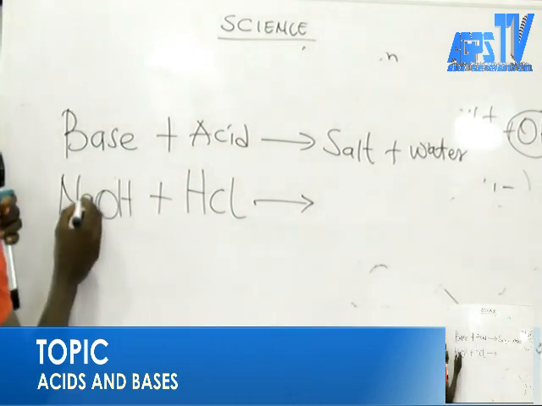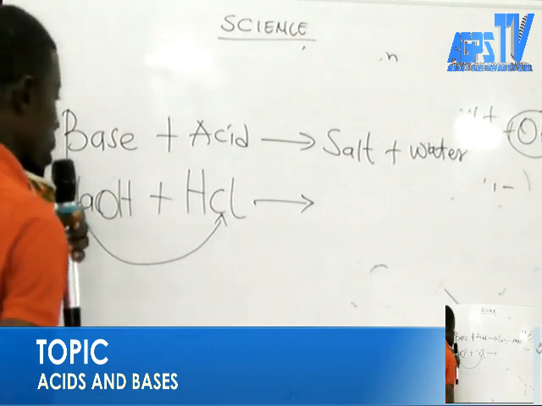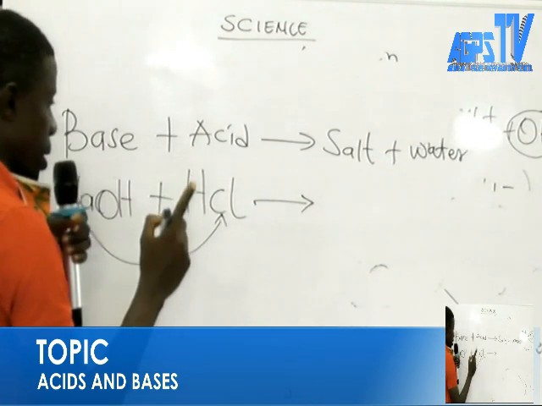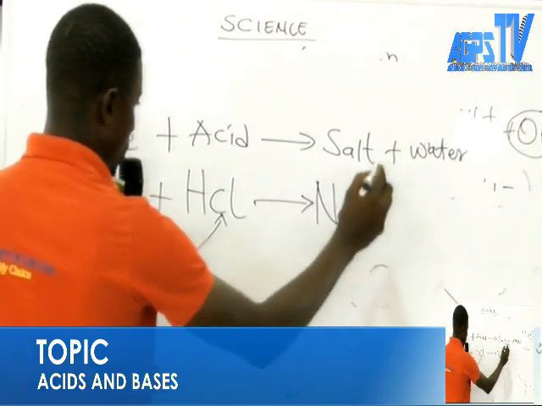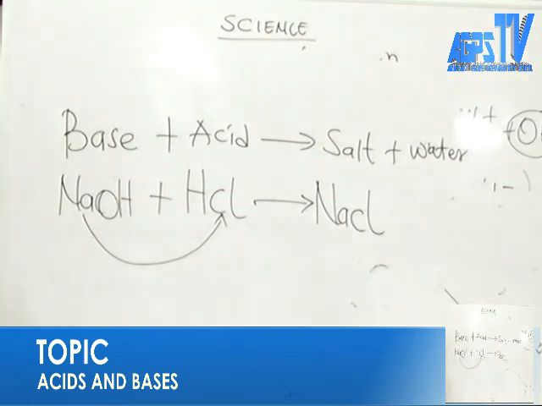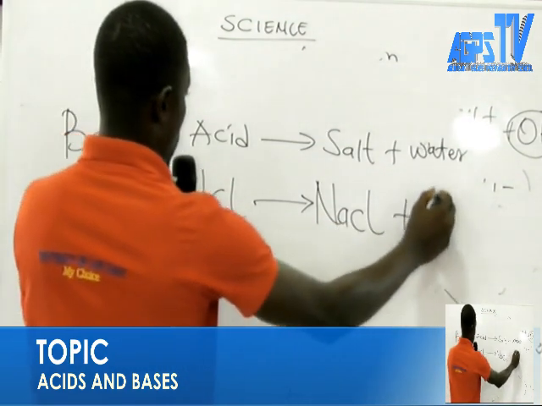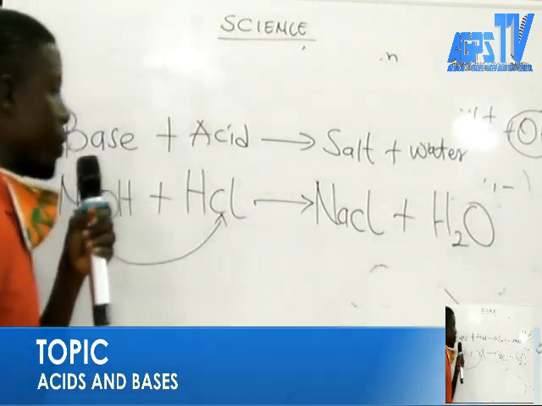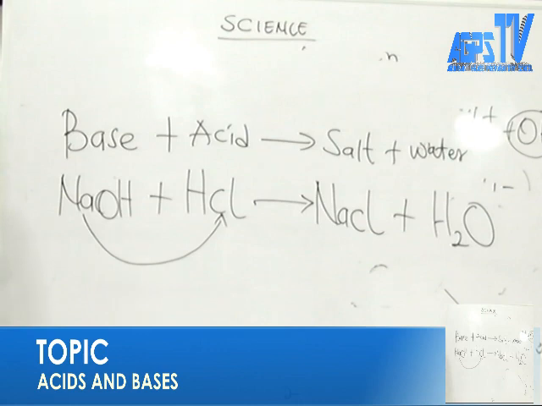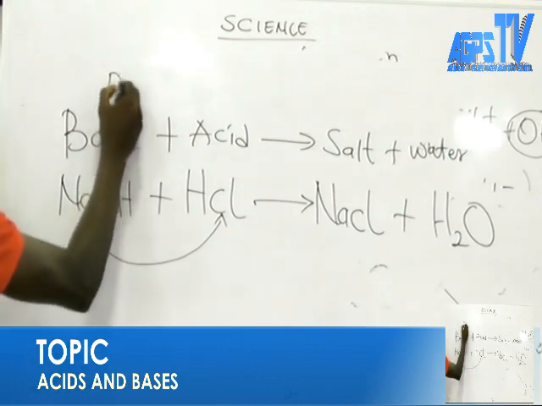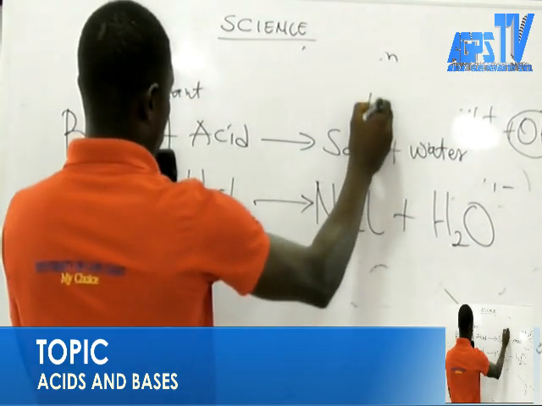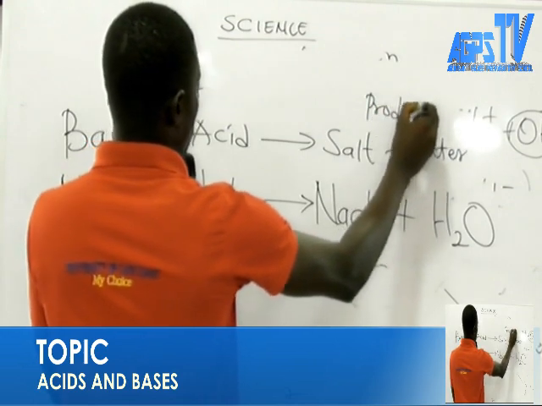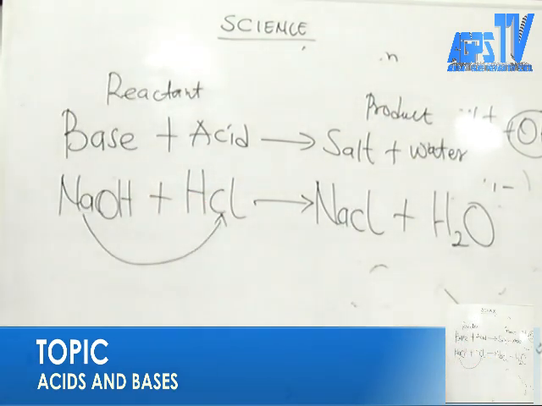Now, this will take the chlorine and sodium, so write the name of the metal first. Don't forget to write the name of the metal first. So here we have sodium chloride. This is the salt. We have H2O. So here, let us talk about the reactants. Here are the reactants, and the products. Anytime a base reacts with an acid, the products are salt and water.